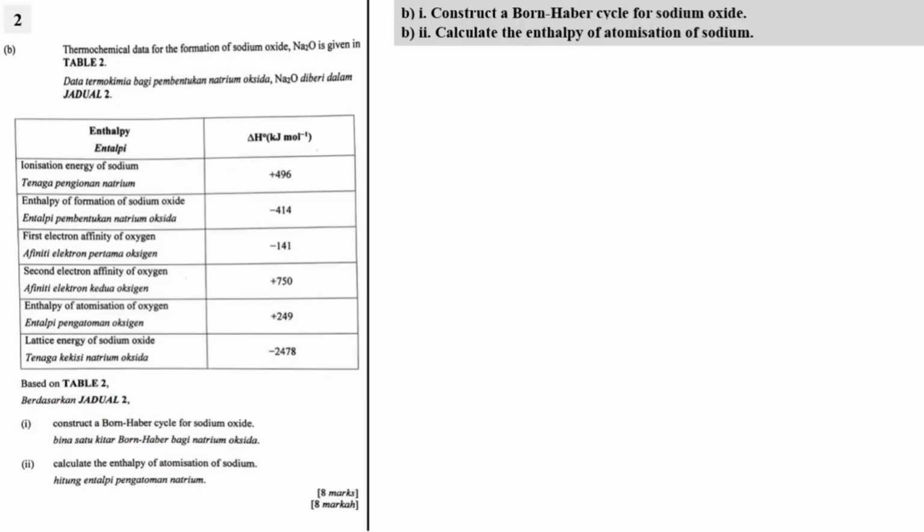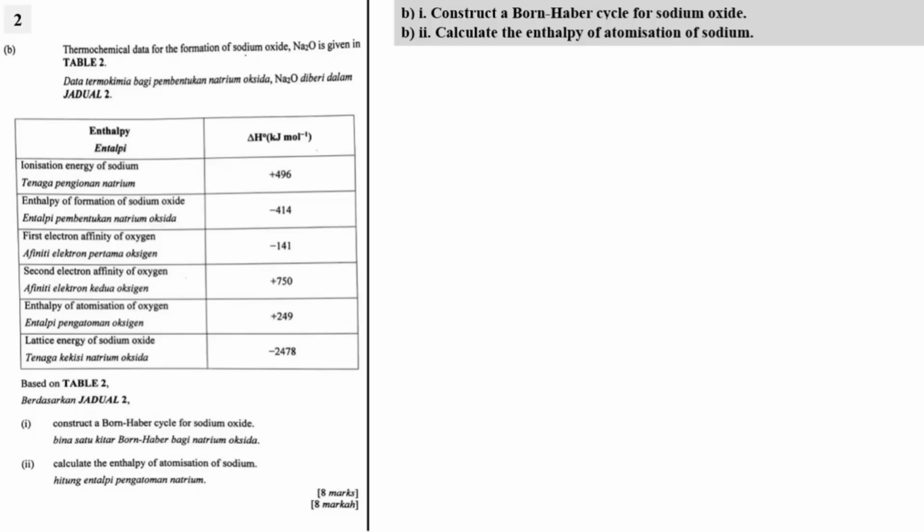All right, now we're going to look into question 2b. For question 2b, the thermochemical data for the formation of the sodium oxide Na2O is given in table 2 here. Based on table number 2, we need to construct a Born-Haber cycle for the sodium oxide, and we need to calculate the enthalpy of atomization of the sodium. So we need to do these two things. At first, let us start by doing the equation for each of the enthalpies.